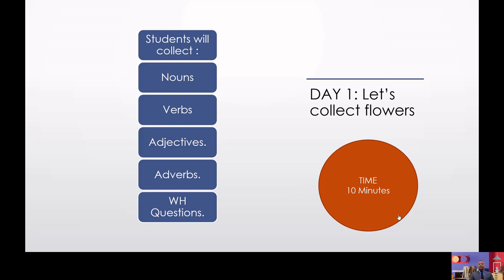This is day 1. Okay. What is day 2? So we collect flowers.